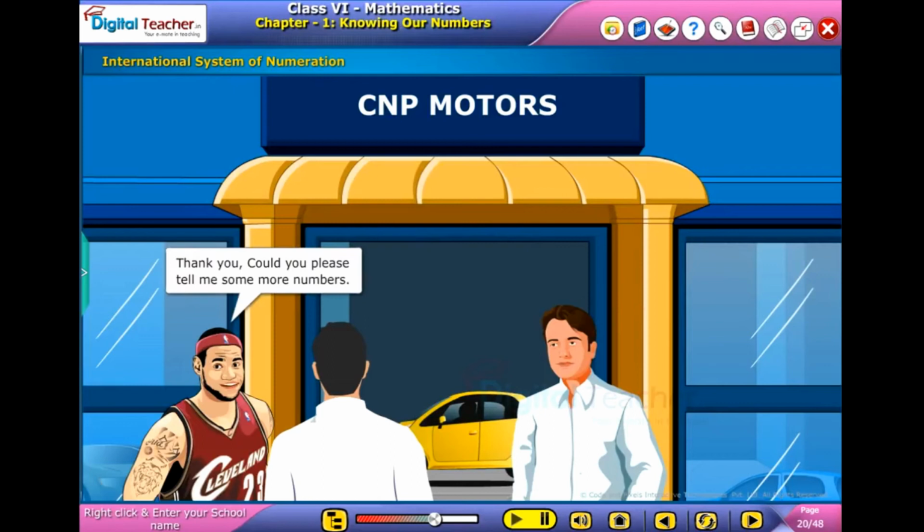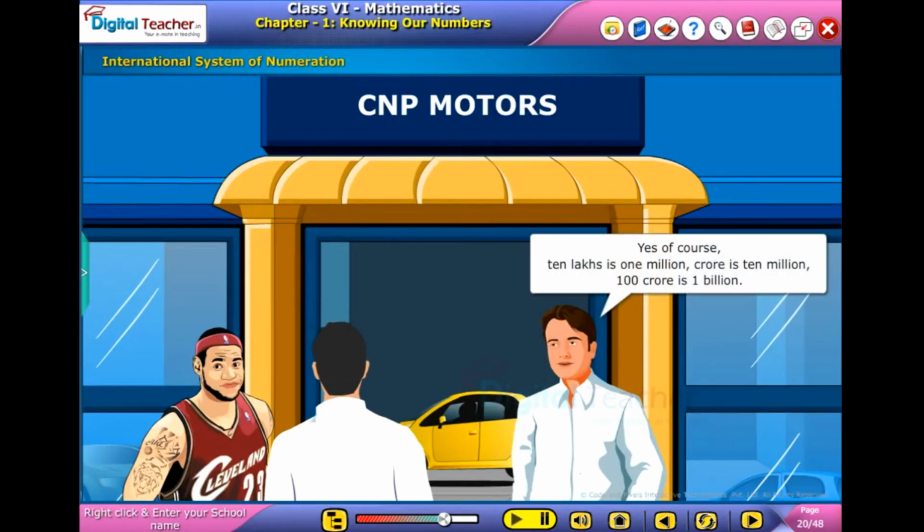Thank you. Could you please tell me some more numbers? Yes, of course. 10 lakhs is 1 million. Crore is 10 million. 100 crore is 1 billion.